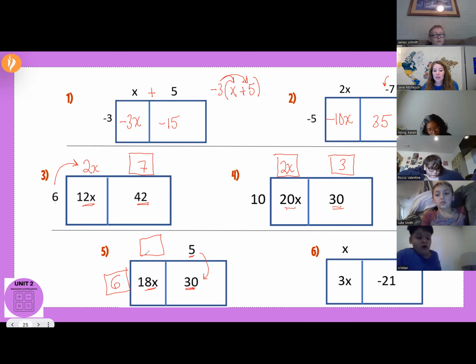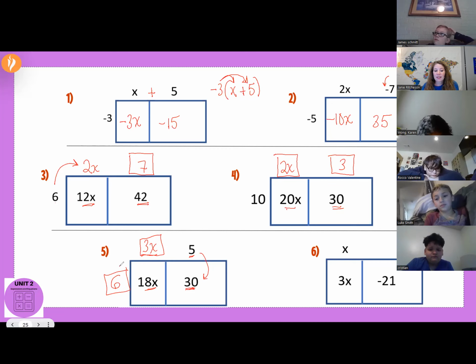So now do we know what goes in this box here? Yes, it would be 3x. 3 times 6 is 18, and then you add an x to the 3. Y'all agree? Look, 6 times 3x equals 18x, and 6 times 5 is 30. Does everyone understand this? It's almost like a puzzle, right? You're getting part of it and you have to figure out the rest of it.